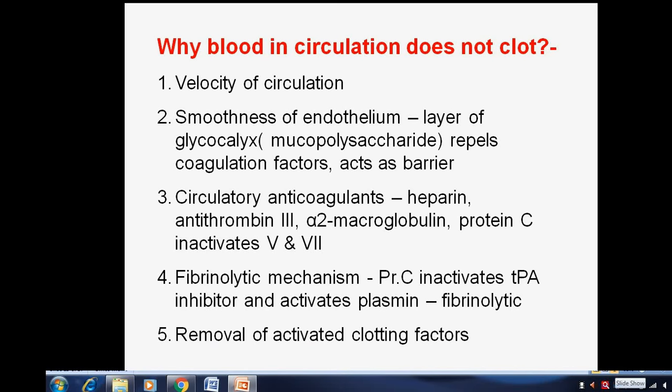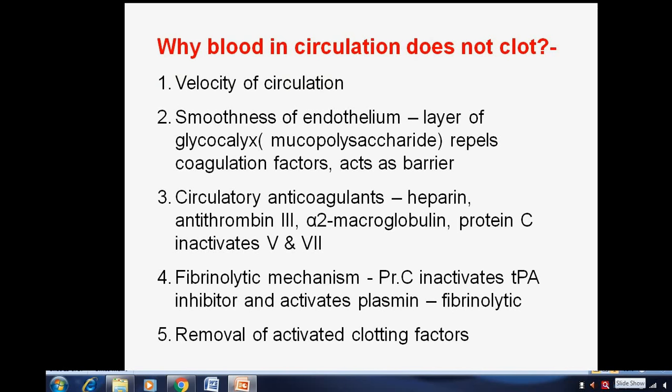When we see why blood in circulation does not clot, this is the obvious question that came to our mind. Now, what are the reasons why blood in circulation does not clot? The most important factor responsible for it is velocity of circulation. Second, smoothness of endothelium. Third, circulatory anticoagulants. Fourth, fibrinolytic mechanisms. And fifth, removal of activated clotting factors.